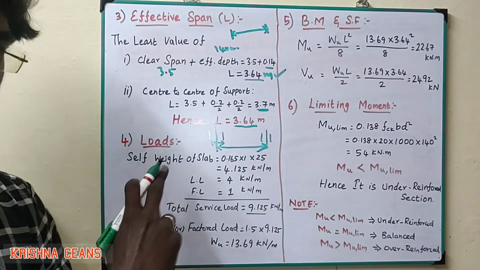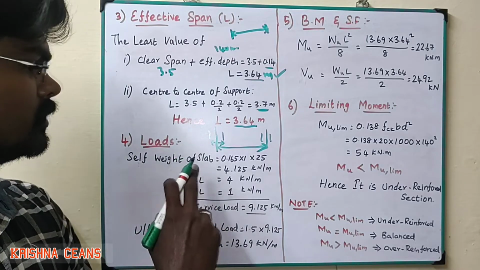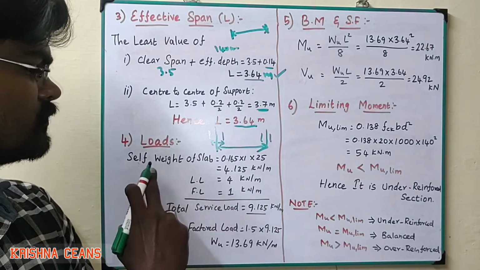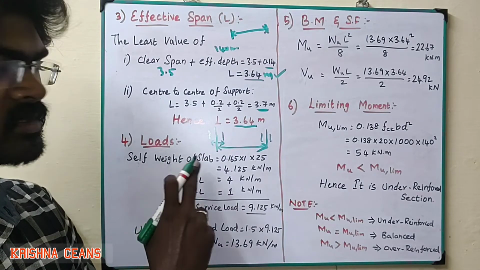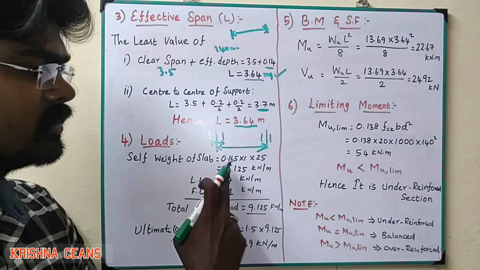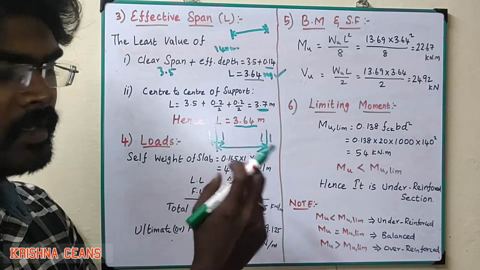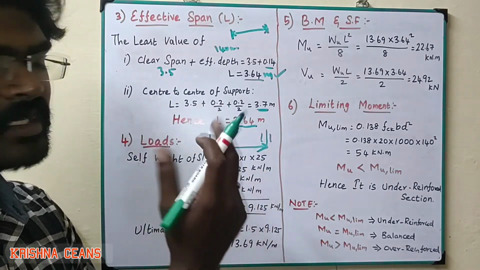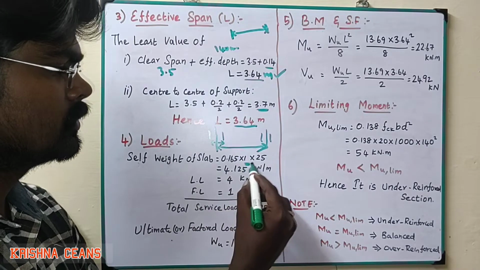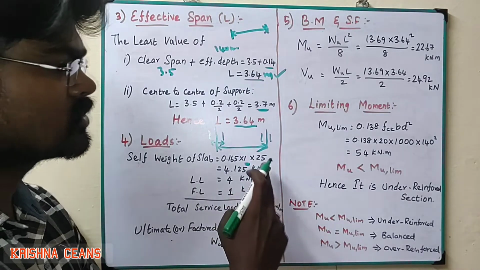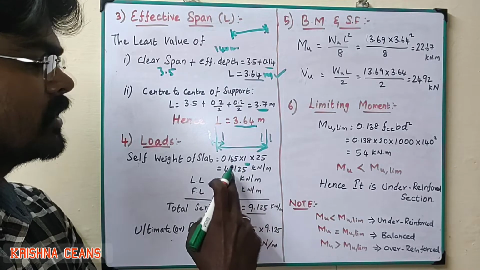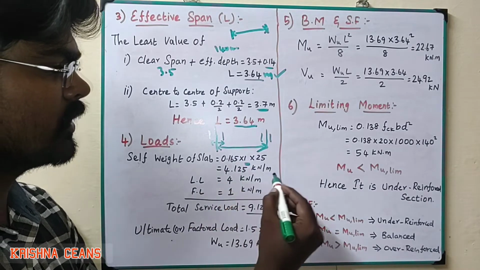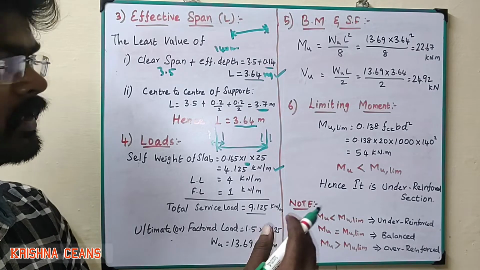Step number 4, we are finding the load acting on the slab. So first of all, dead load. So dead load is nothing but the self weight of the slab. So self weight of the slab is overall depth 0.165 meter. Then we always design for 1 meter, so 1. Then unit weight of concrete is 25 kilonewton per meter cube. So that is 4.125 kilonewton per meter.